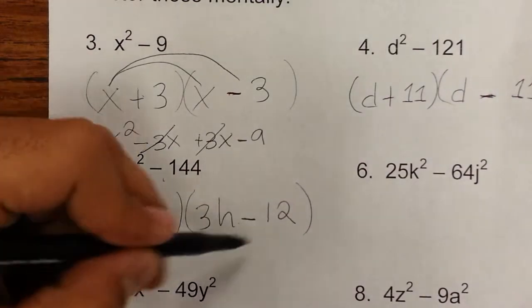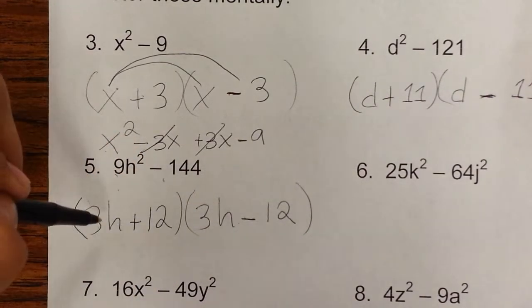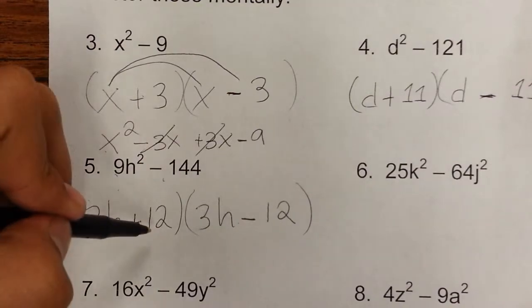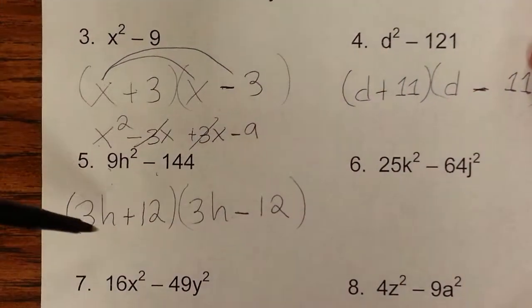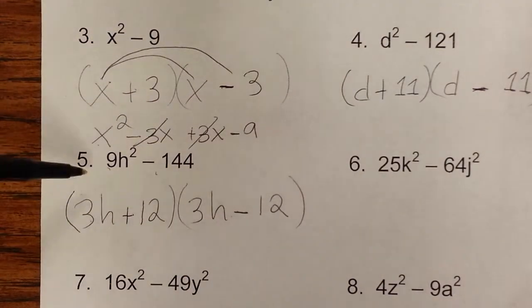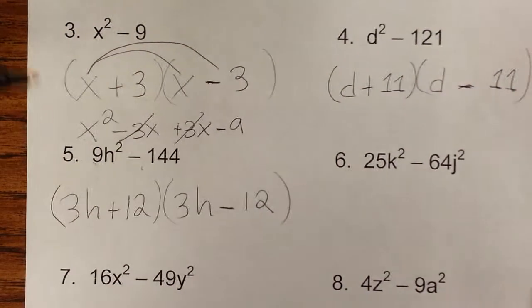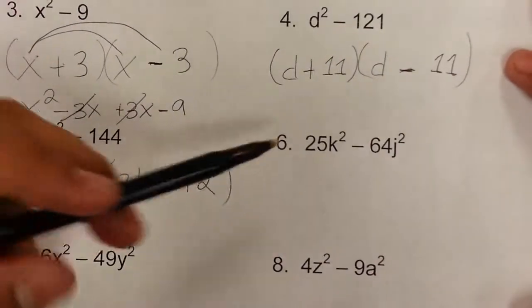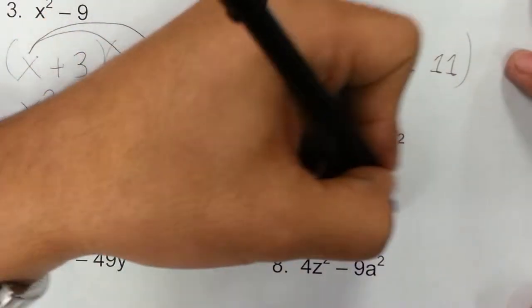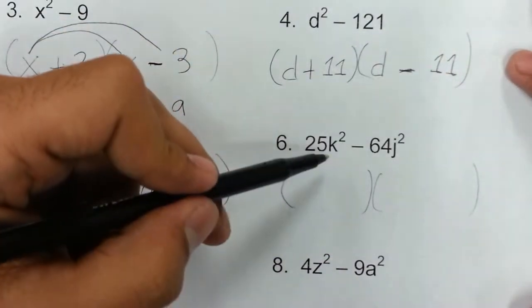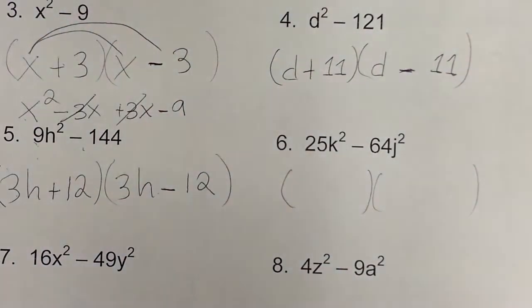If we were to distribute out these middle terms, the 3h and the negative 12 and the positive 12 and the 3h, we would see that they would form 0 pairs, that they would reduce to 0, so we've got our original product. Now notice on number 6, we've got two variables. We've got the k squared and the j squared. But our difference of squares rule will still work on this.